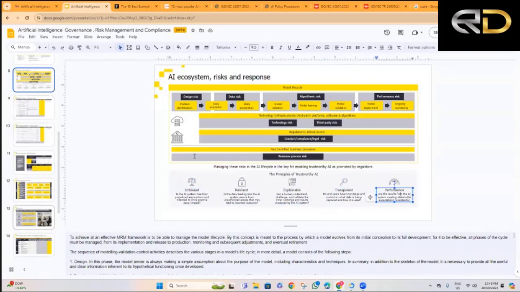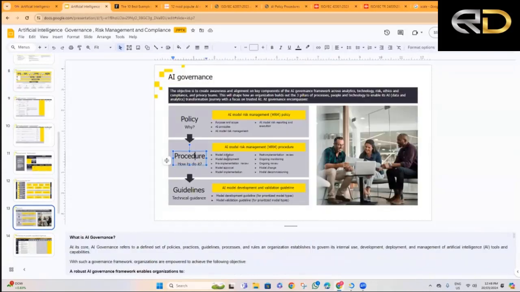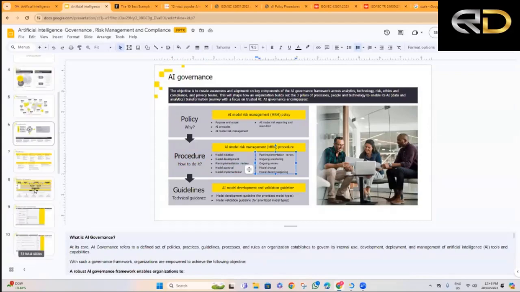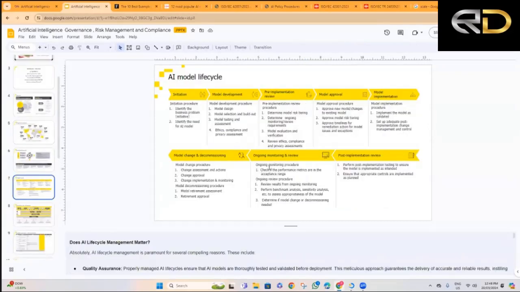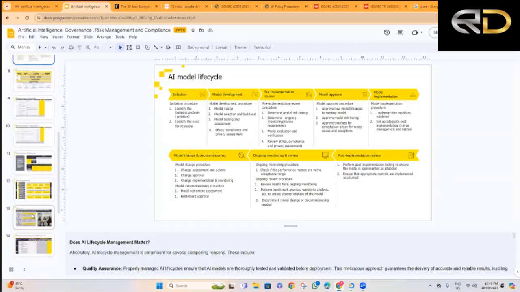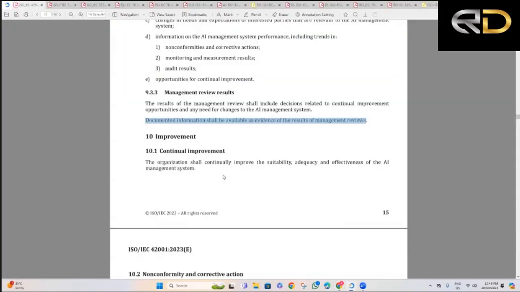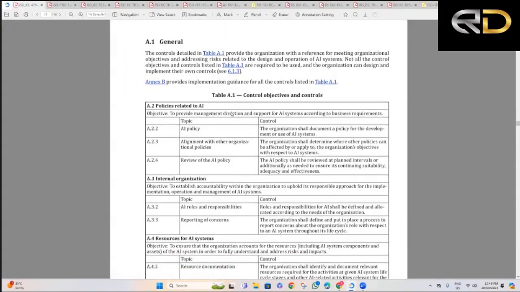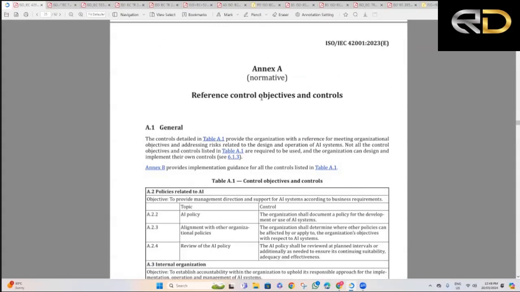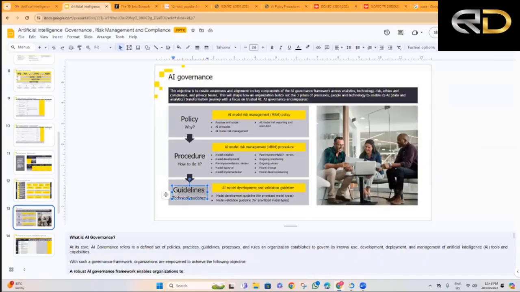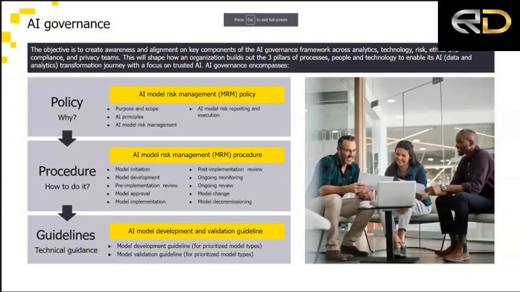And then when you look at the procedure, how to do it from the model initiation, model development, model commissioning, and so on, this is the AI model life cycle, the ISO 42000 requirement. And then when we look at the guidelines, ladies and gentlemen, this part that you look at right here is going to be called the control objectives. So that is basically the structure we have.